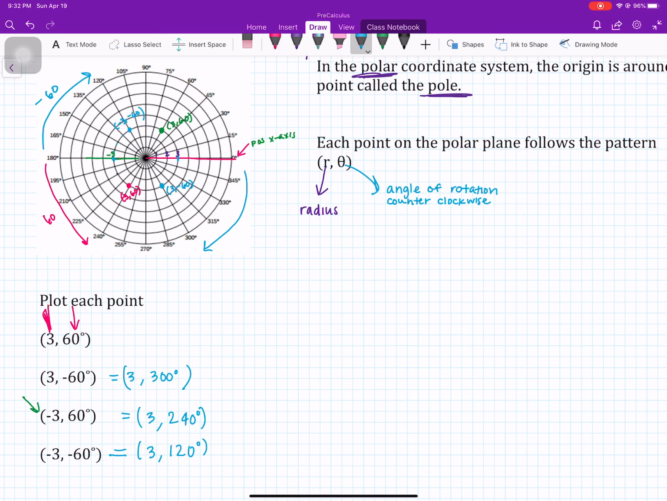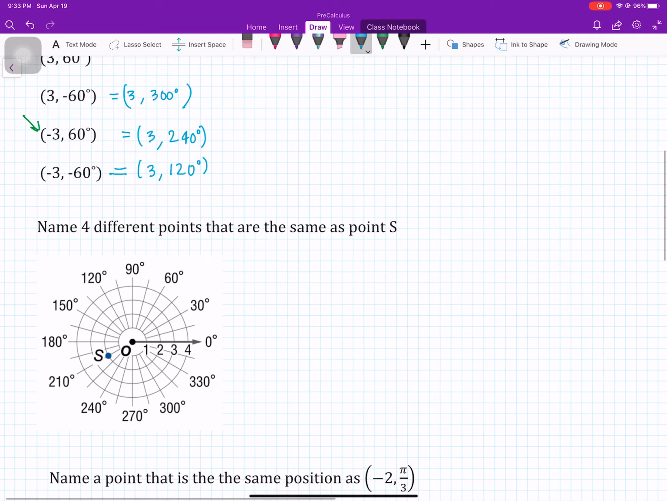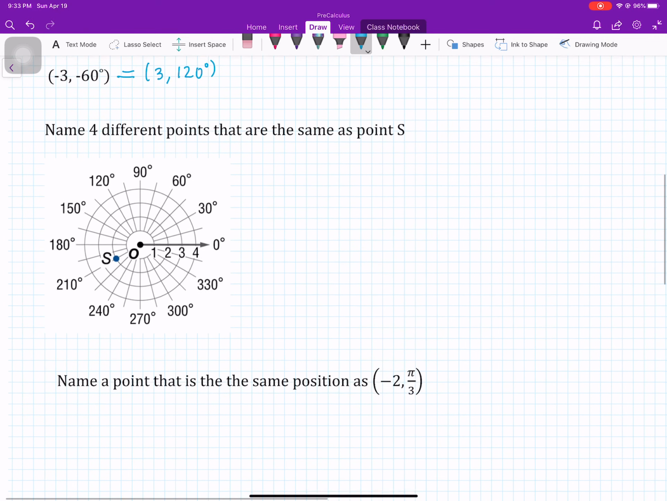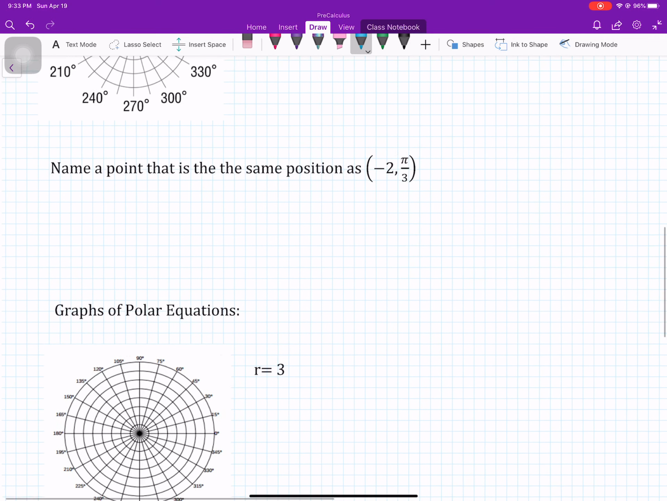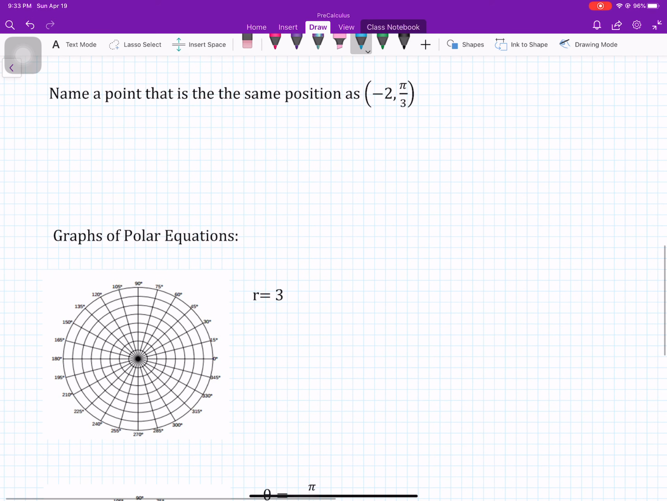And a lot of times it really just helps to draw them. And we just talked about that. So we will skip that and let's do here. Name a point that is in the same position as negative 2 and then pi over 3. Now, again, we are measuring in radians this time, which is a little scary.